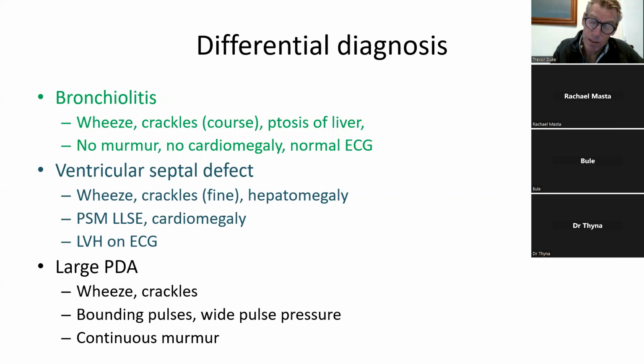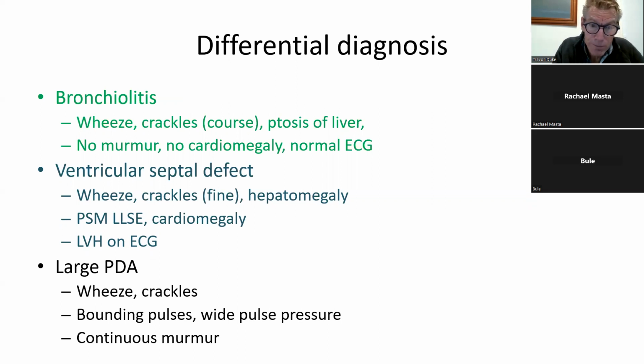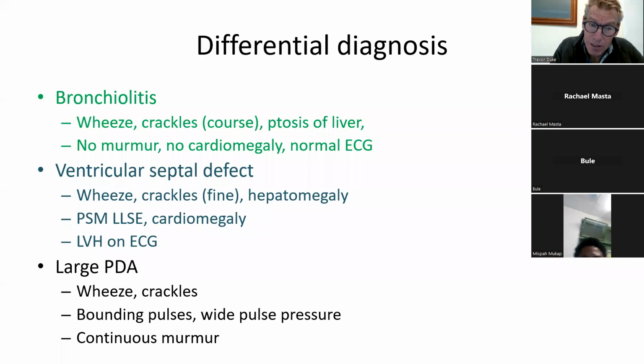We talked last week about the ECG changes in infants who've got ventricular septal defects, and this baby also had left ventricular hypertrophy on the ECG. Why? Because the left ventricle is having to push much more blood through the pulmonary circulation as well, and over time the left ventricle hypertrophies.